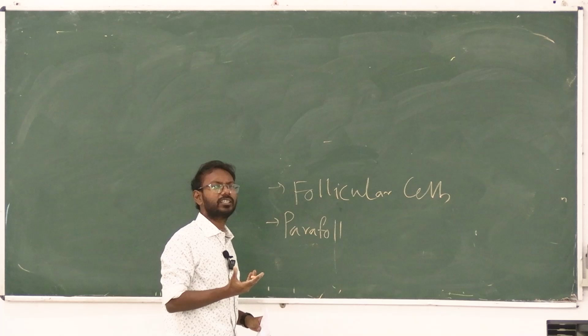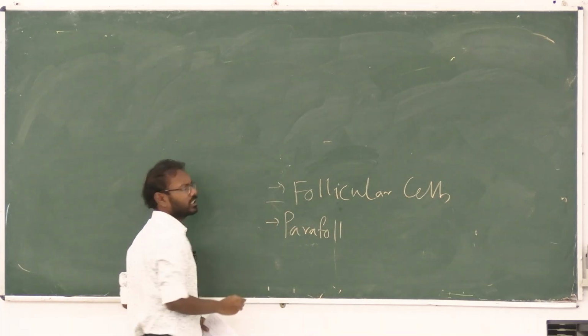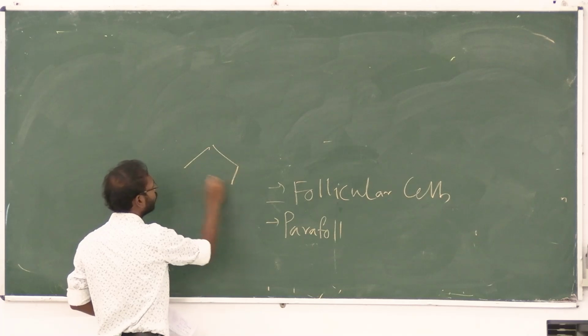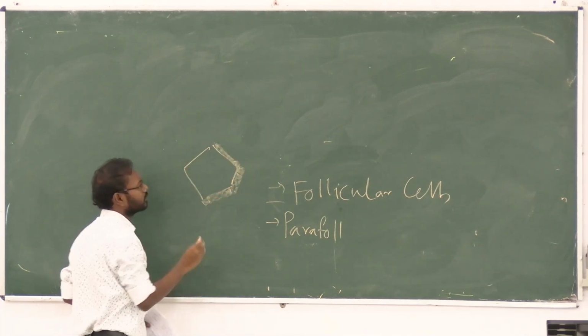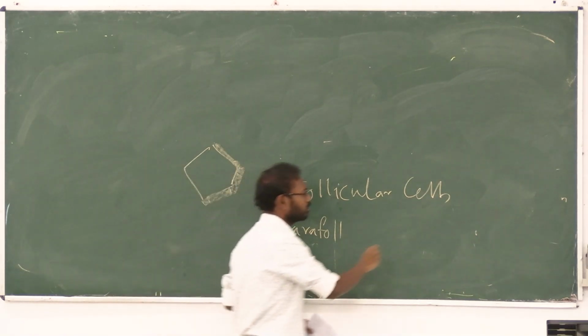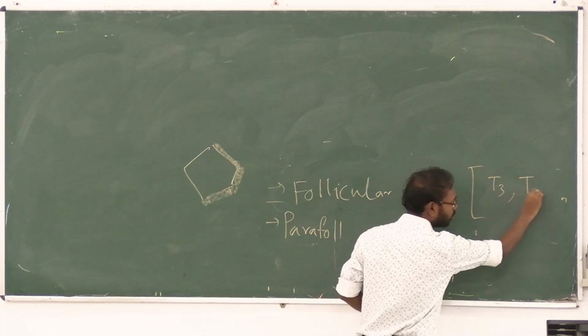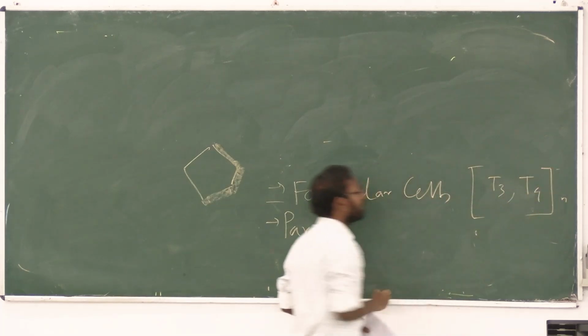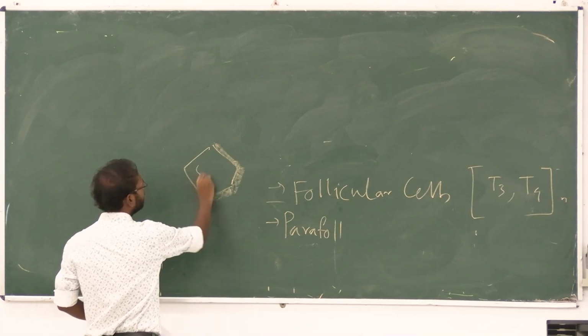Storage of what? T3 and T4. Those follicular cells, those colloid type cells, okay, those were responsible for not synthesis but storage of T3 and T4. I said this two days ago when the thyroid was taught. Follicular cells are responsible for storage.